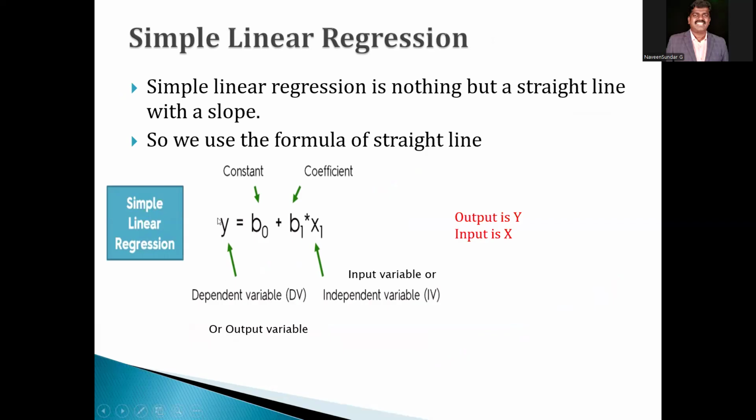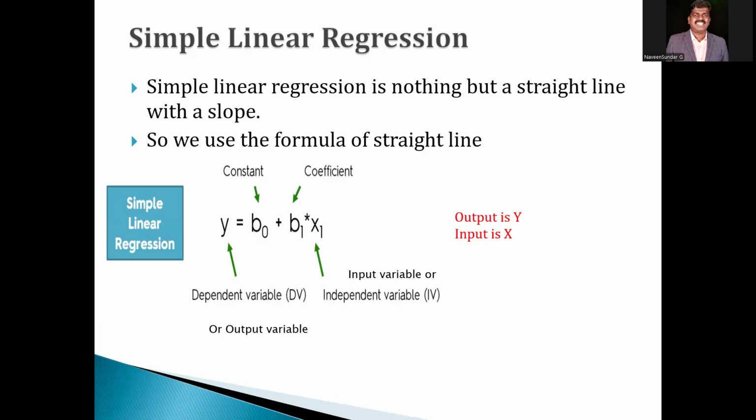For example, y is the dependent variable, and we have a constant and a coefficient. The constant is b0, and b1 is what we call the slope, also called the coefficient, multiplied by x1. Here x1 is each and every data point in the x column. y is the dependent variable, and x is the independent variable.